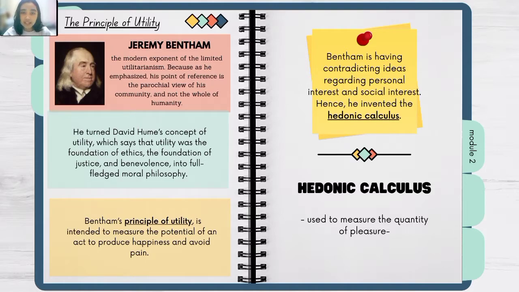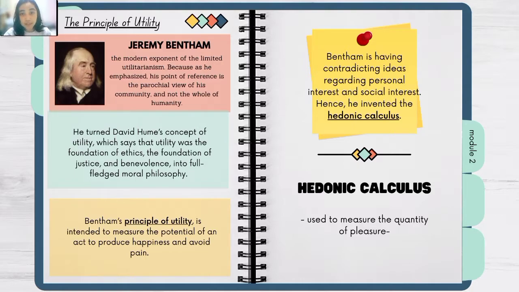He is contradicting himself, because at first he said that a person whose choices are motivated by self-interest cannot be counted on to pursue the interests of the whole unless there is a pre-established harmony between personal and social interests. Bentham, by having these contradicting ideas regarding personal interest and social interest, invented the hedonic calculus. So, what is this hedonic calculus?